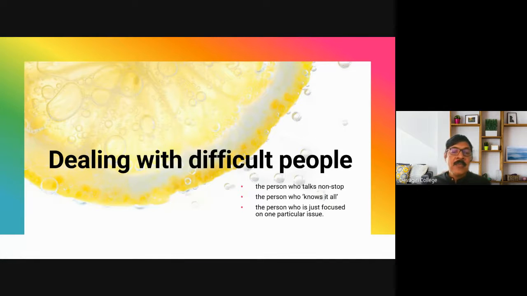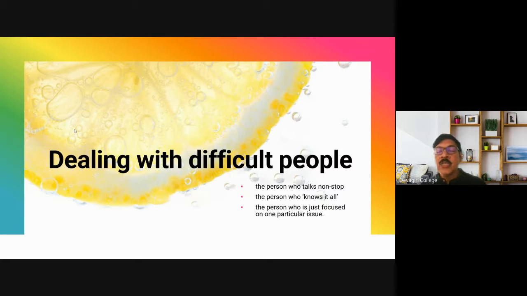Another thing is dealing with difficult people. There are different types of people. One would be those people who talk non-stop. Second would be those people who know it all. That is, they know everything. Third would be those people who are just focused on one particular issue.